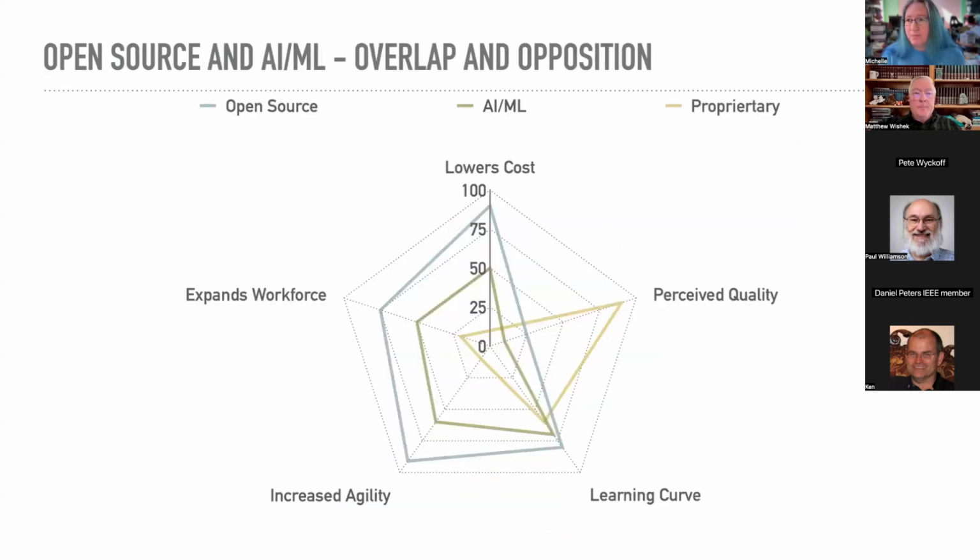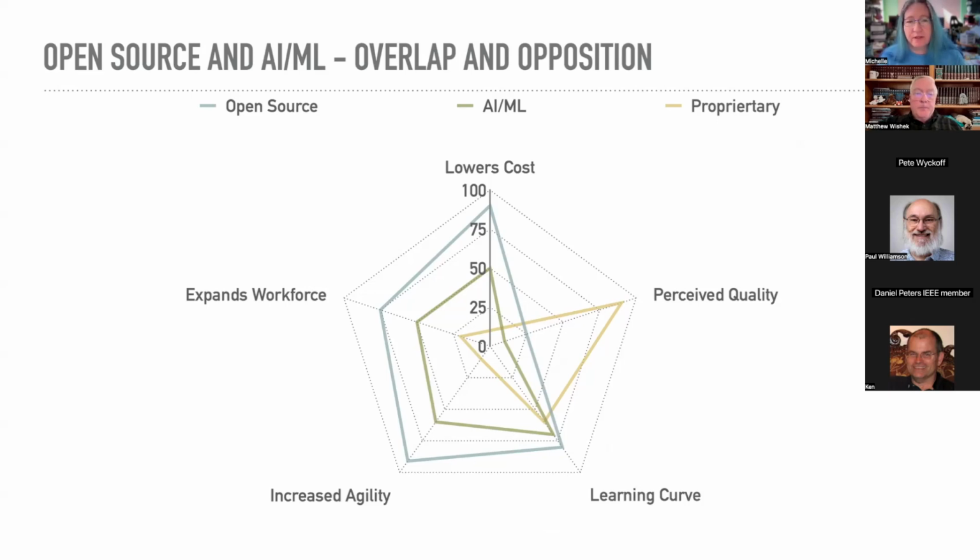I asked people in our community, a few people at UCSD and over in Europe, and a couple of people on LinkedIn. So this is an informal survey of people that do this for a living. I asked if they could please compare these five categories: does it lower cost, what's the perceived quality, the learning curve, how agile you could be, and whether or not it expanded the workforce, between open source, AI/ML, and the traditional proprietary approach.